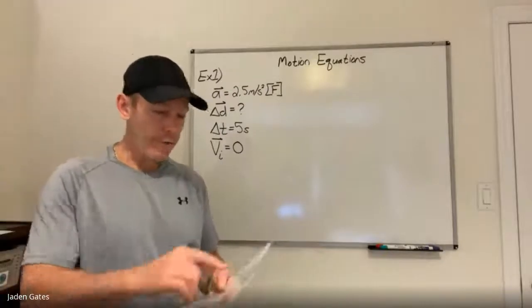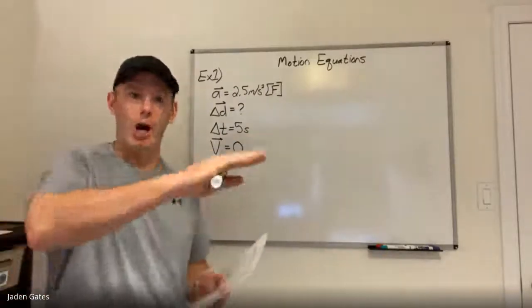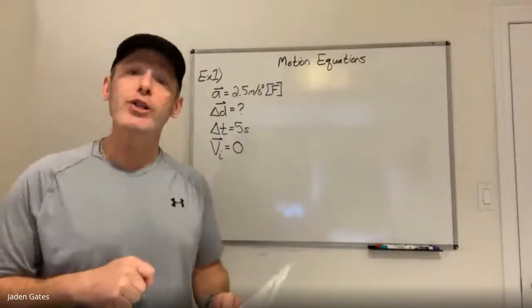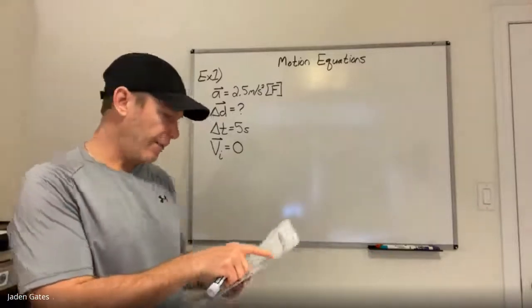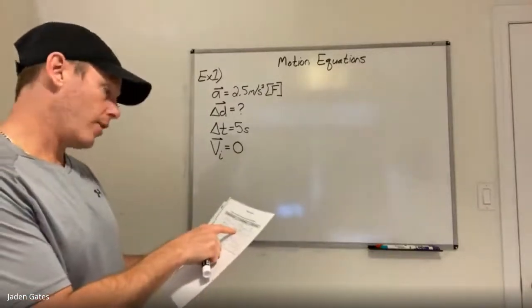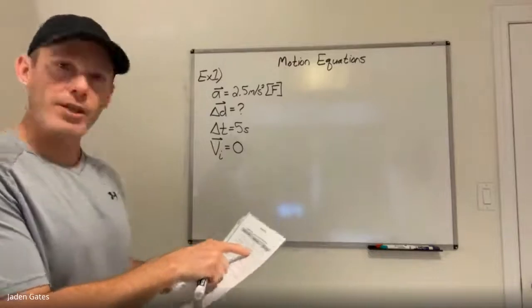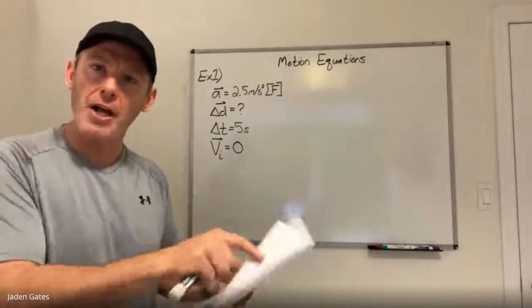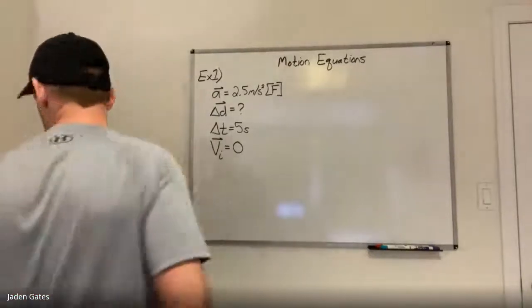All right, so the first equation doesn't even have delta D. Gone, I'm not using it. Second equation does have delta D, but it says I need VI, I need delta T. Okay, I got that. A and delta T squared. I got everything else. All right, so I'm going to use my second equation.